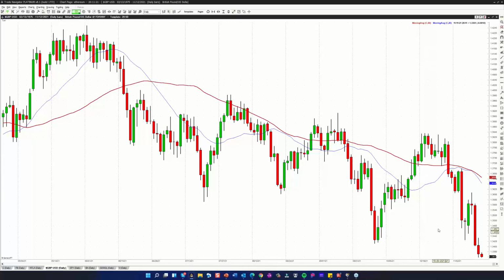So all together now, the trends are all down, right? Look how the 20-day has stayed below the 50-day moving average. So the longer term trend is down. Short-term trend is obviously also down.